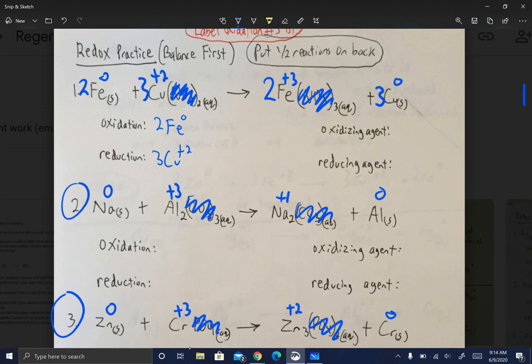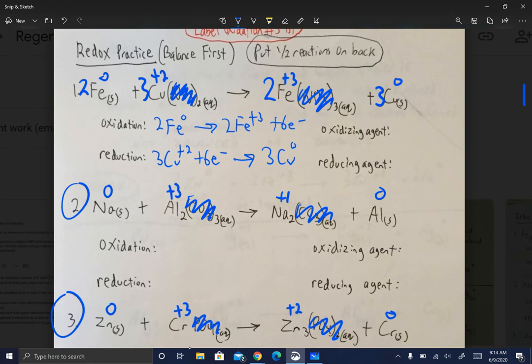All right. So it says put half reactions on the back. Just do them right here. So 2Fe0 yields 2Fe plus 3. How did it turn into 2Fe plus 3? It lost 6 electrons, just like my other example. And if Fe is losing 6, Cu plus 2 is gaining 6. As a result, it turns into 3Cu0. If that's all you do on these 2 and 3, I'm fine with it.